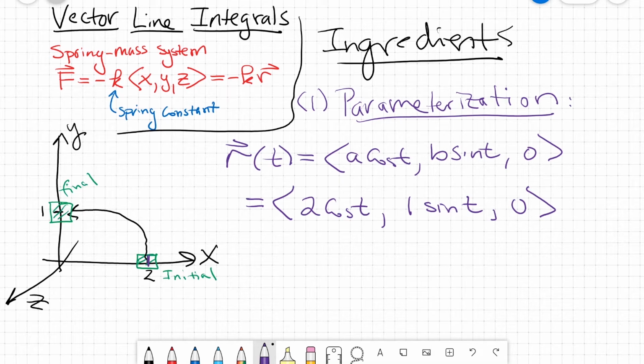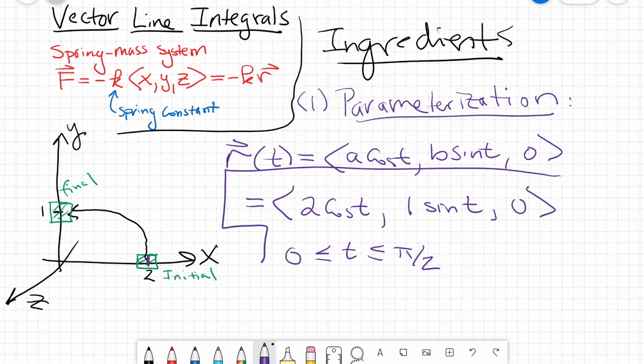But we're still not done. We need the bounds of our parameterization, and that's found with 0 ≤ t ≤ pi over 2. This will start us along the positive x-axis and end along the positive y-axis. Here then is the parameterization that we sought.